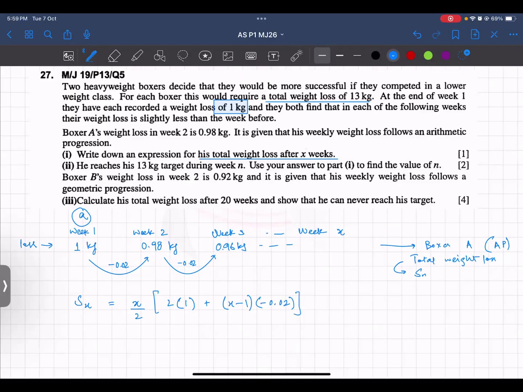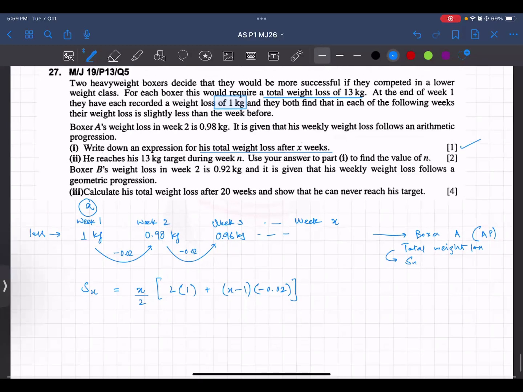This is the answer to your first part. So you understood the information properly, you read it properly, understand what is happening, and then you use the formula. That's it. He reaches his 13 kg target during N week.